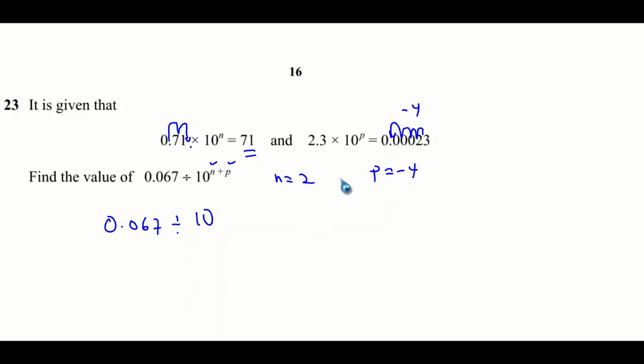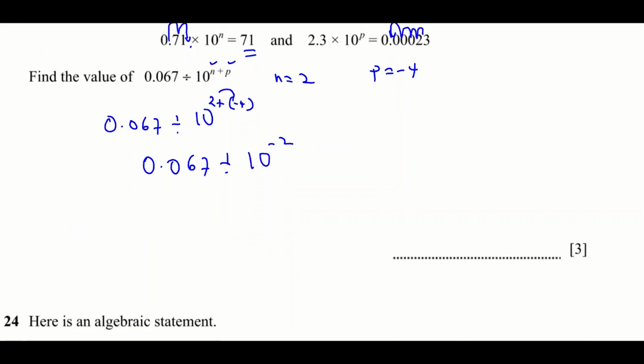So that is how you can get this. So we can now put the values of n and then p here. So n is equal to 2, add p is equal to negative 4. These two signs combine together to become negative. So this will give me 0.067 divided by 10 to the power of 2 minus 4. That will be minus 2. Now, dividing by 10 to the power of negative 2 is the same as multiplying by 10 to the power of 2. So that's just another fact.